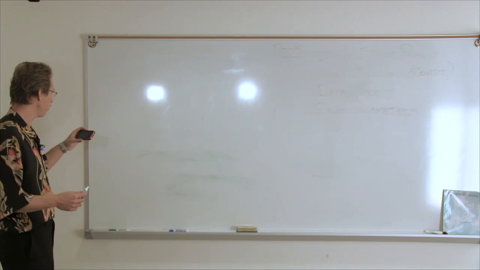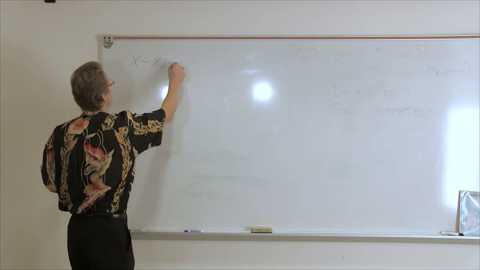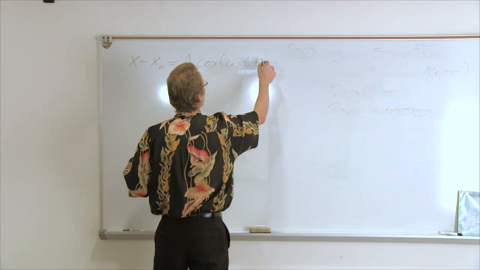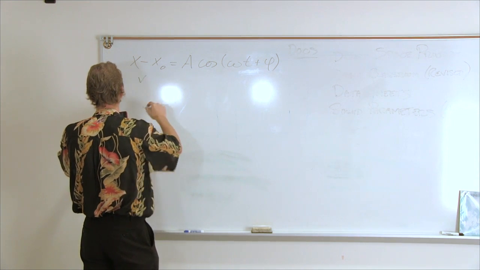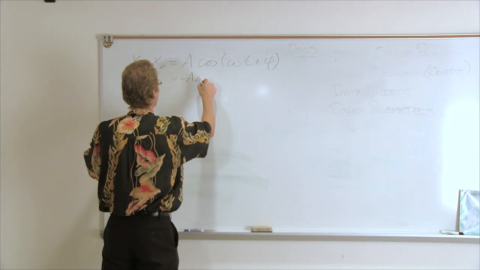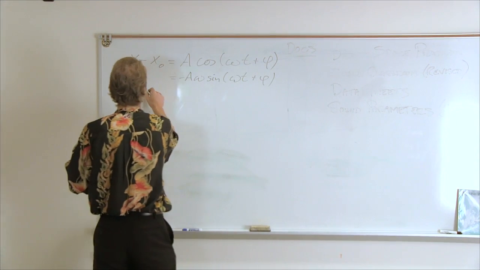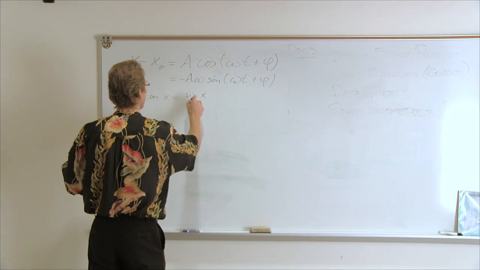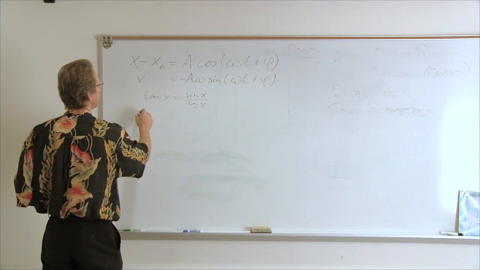Okay, to get the phase angle, we use the two equations: x minus x naught equals A cosine of omega t plus phi, and v equals minus A omega sine of omega t plus phi. And because tangent x equals sine x over cosine x, we can take the ratio of those two equations.